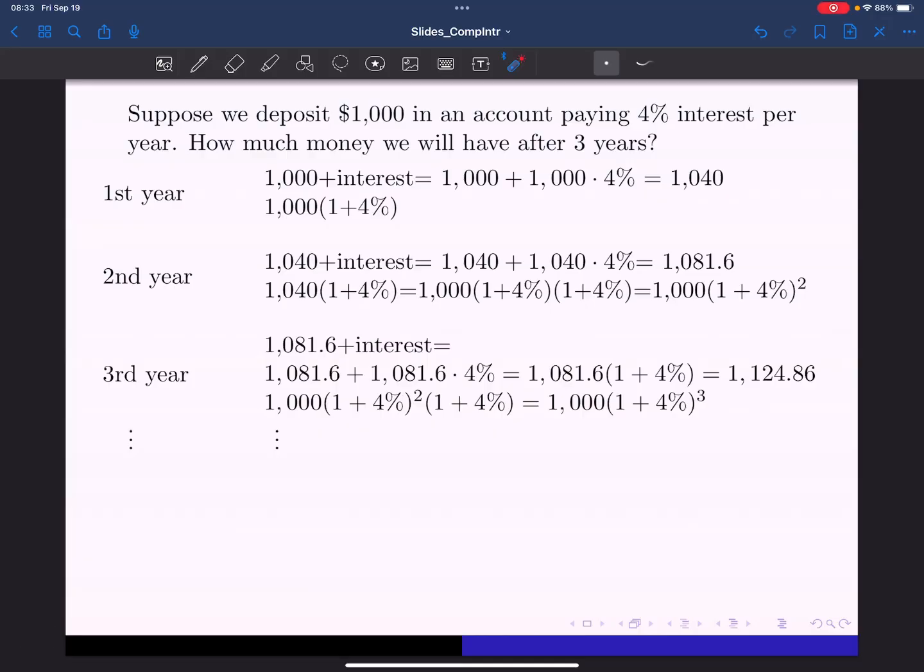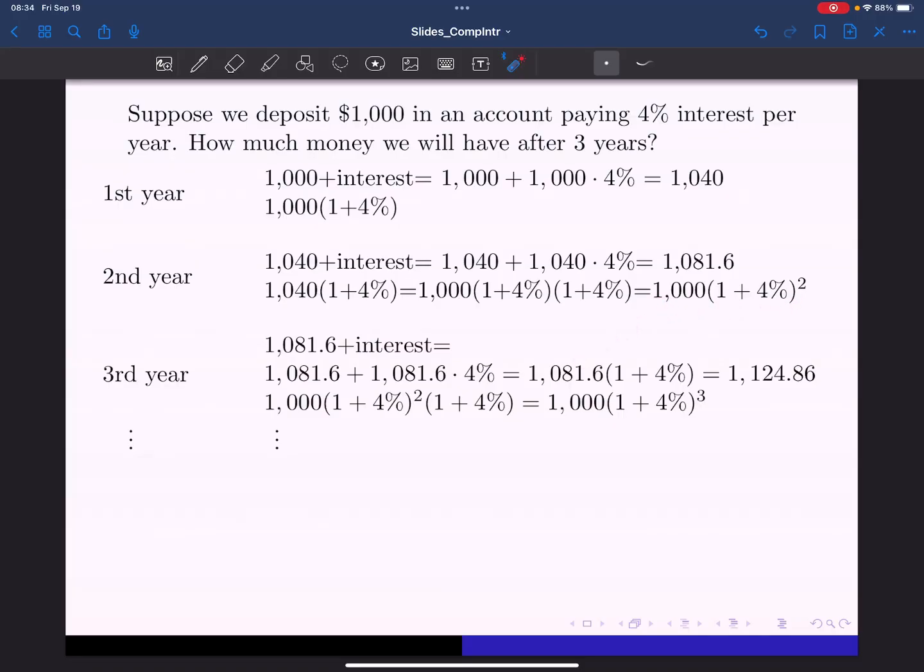After the third year, we start with the balance from the second year. So this amount we have at the beginning of the year plus interest, and that 4% interest is calculated on the original balance. So we can proceed exactly the same. We can factor this number out, or if we calculate this, we would have this amount. Or we can keep substituting. So this amount, which is the second year, is equivalent to this amount.